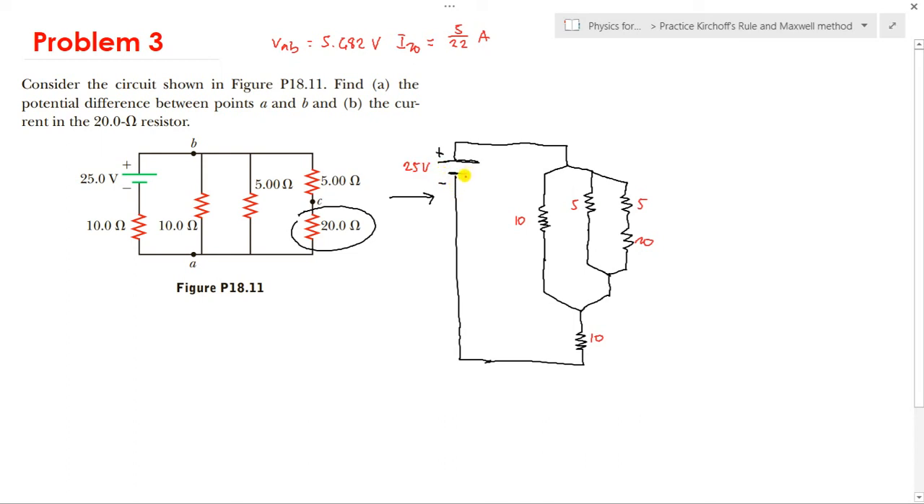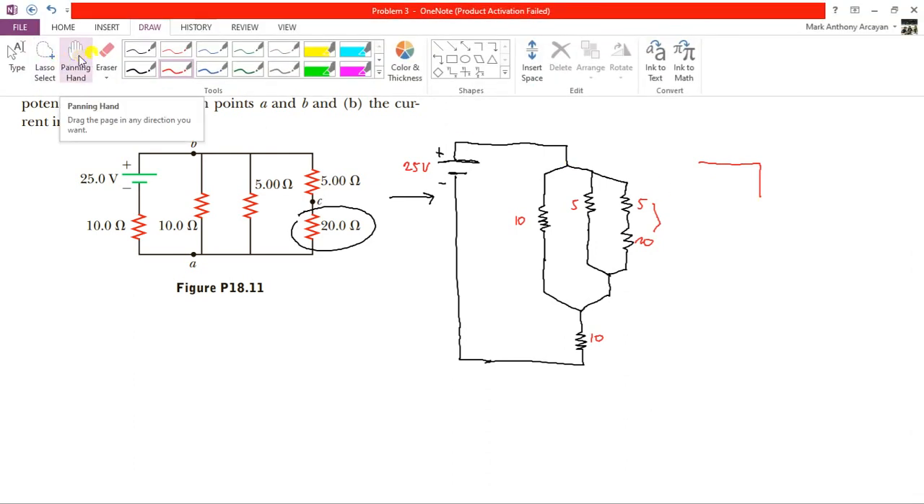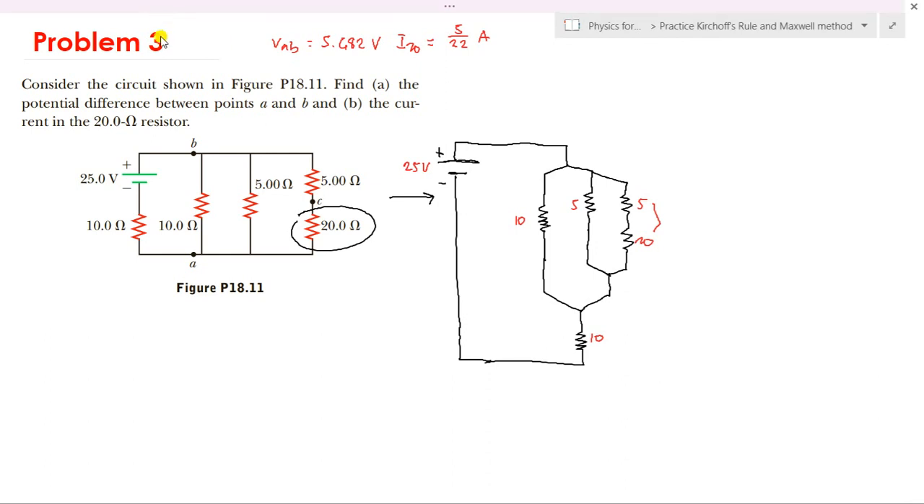Now, what if I'm going to compress these properly? Let's say I'm going to combine these two resistors, and then combine them again with the parallel branch, so that it becomes like this, class. That is the first transformation. Then these three are now in parallel.